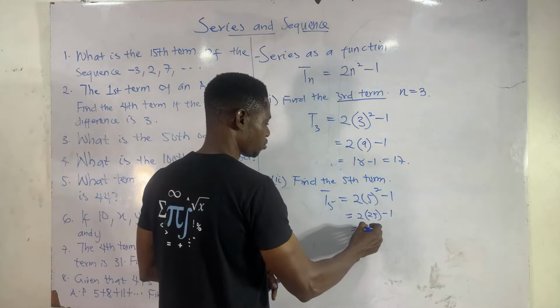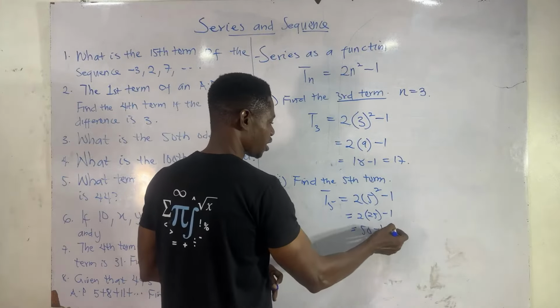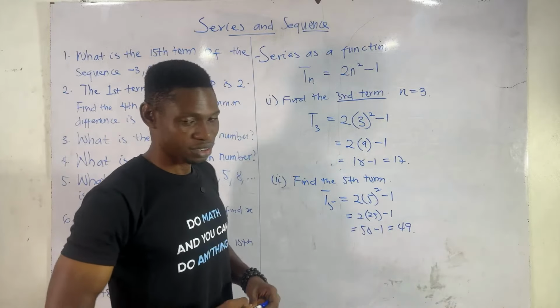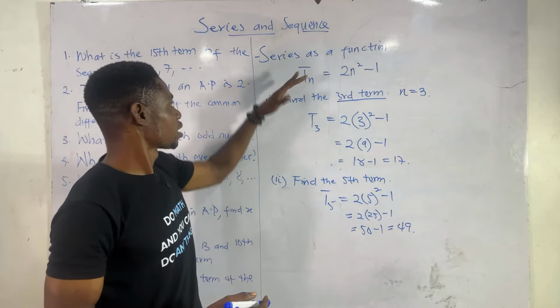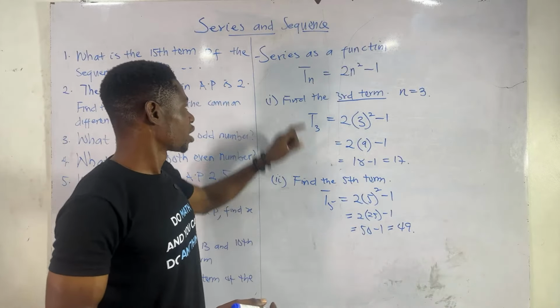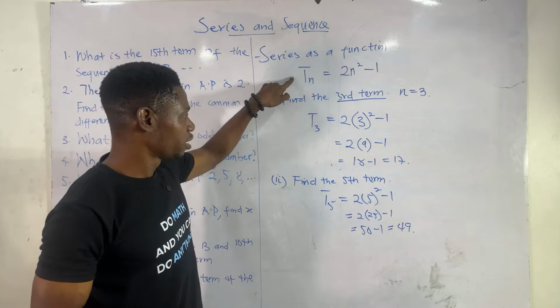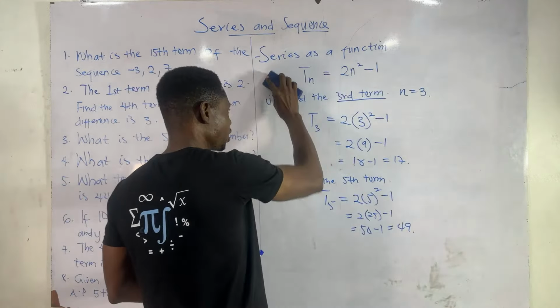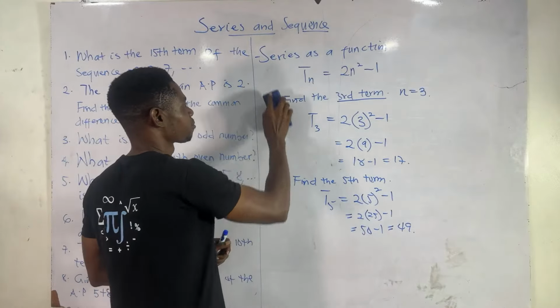2 multiplied by 5 squared is 25, minus 1. So that gives you what? 50 minus 1, and the answer is 49. So if you said 49, you are very correct. So this is how we treat series as a function. So let me give another series quickly, and then you provide me with the term I would give you, and then we'll proceed.